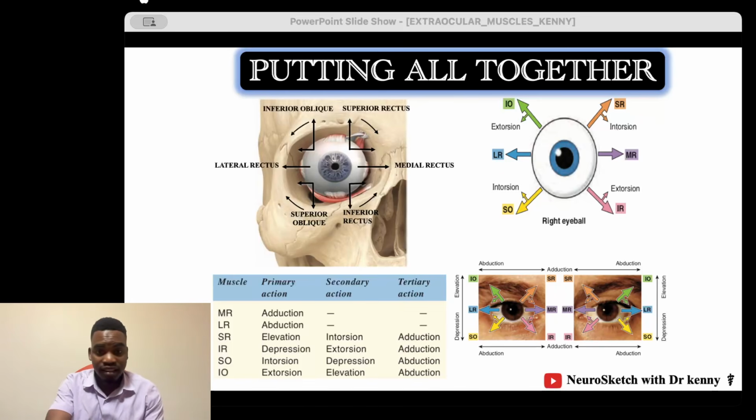So this is it about the discussion on the extraocular muscles. All of the extraocular muscles are covered already. Next time we meet, we will discuss the clinical aspects. Don't forget the clinical part, because that's the most important of all things.